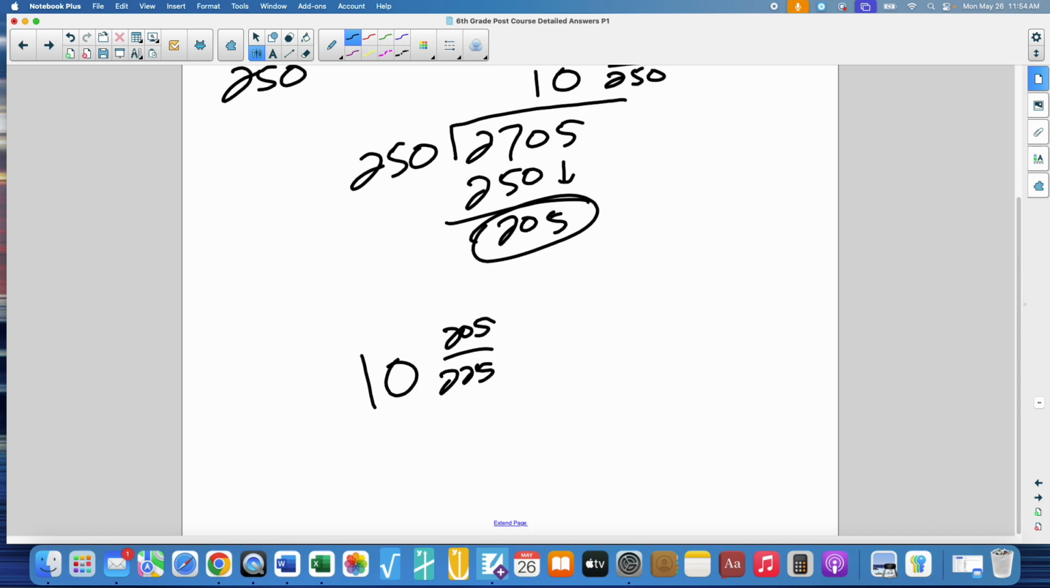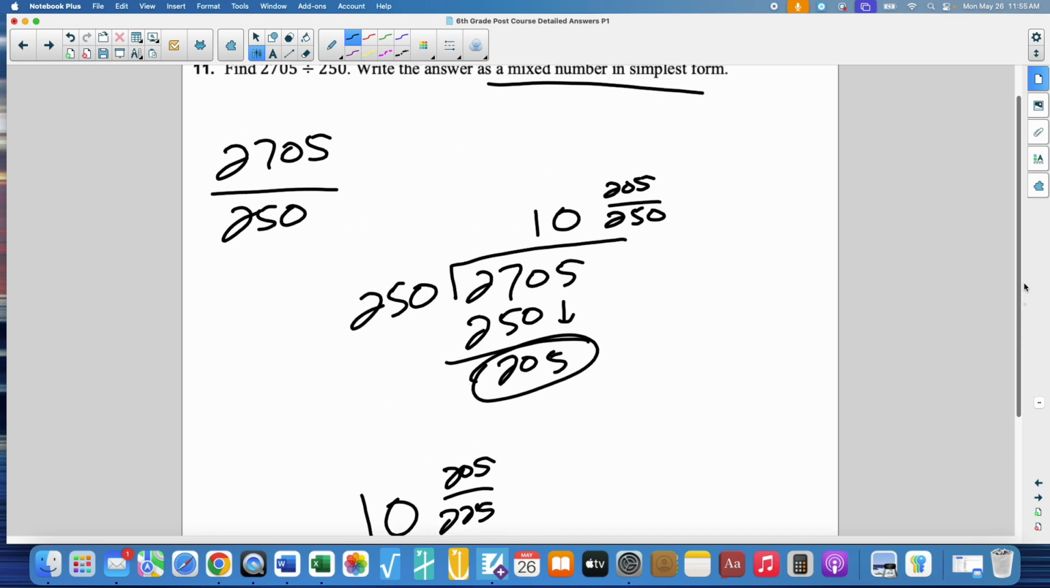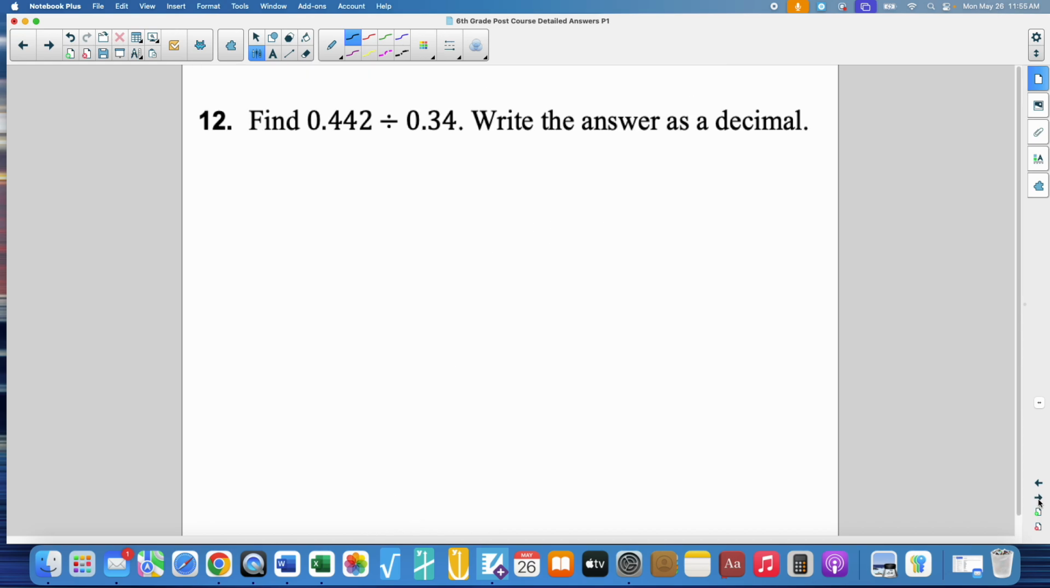But it says it has to be in simplest form. So we know that 5 goes into that fraction. 5 goes into 205 41 times, and 5 goes into 250 50 times. So as a mixed number, in lowest terms, that would be 10 and 41/50. Okay? We don't have to go to the decimal. So that's a little bit tricky, showing that place value for the 0.